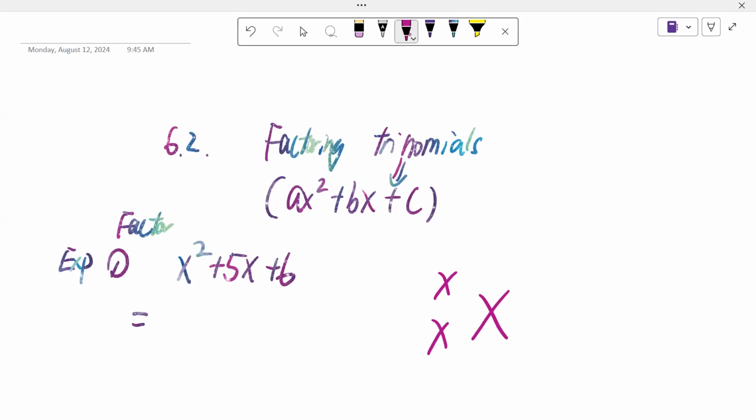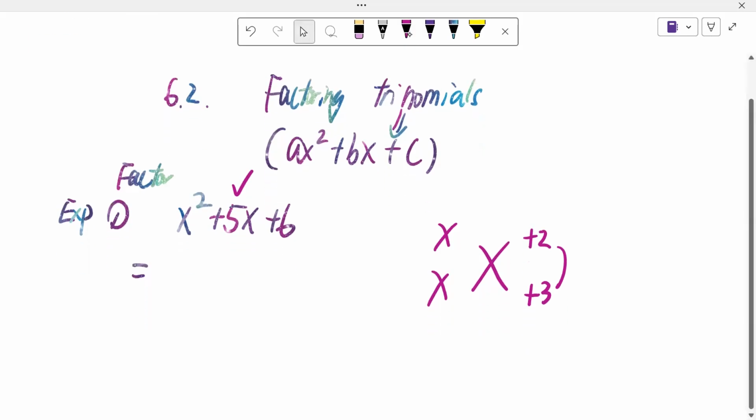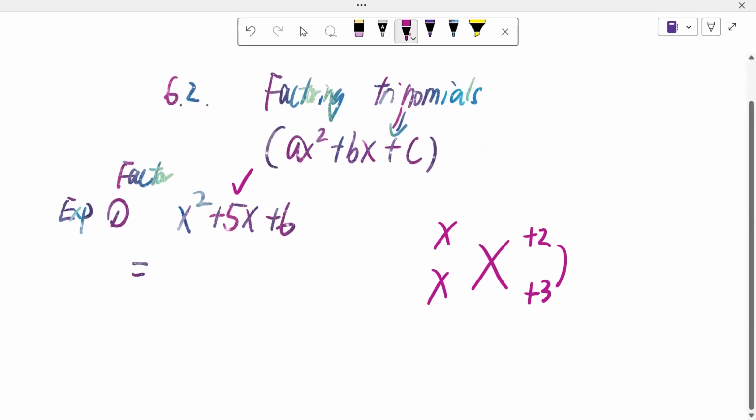There are a couple different ways of breaking down 6. We could do 2 times 3. We could do 1 times 6. However, in this case, the answer will be 2 times 3 because we still get to secure the middle term. 2 times 3 gives us 6, the last term. The middle term is confirmed by 2 plus 3, which gives 5. That's why this is the proper way to factor this.